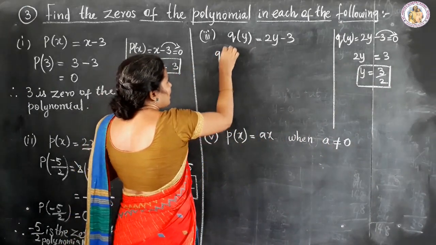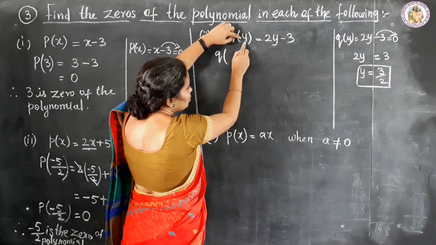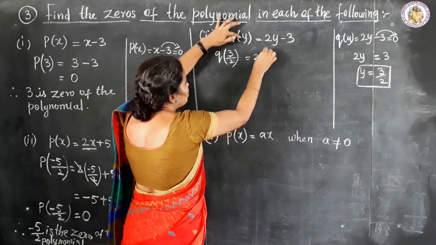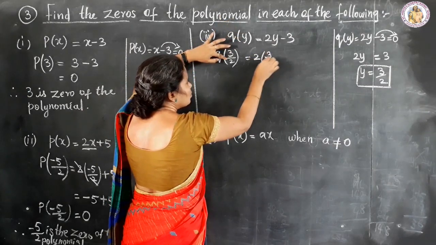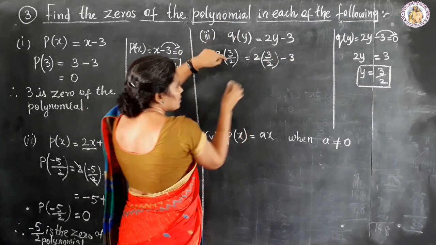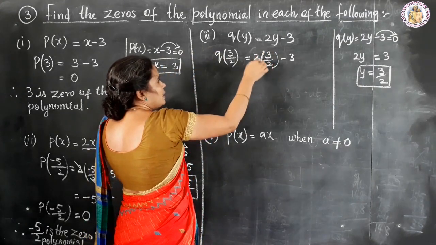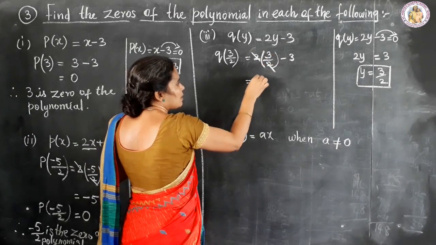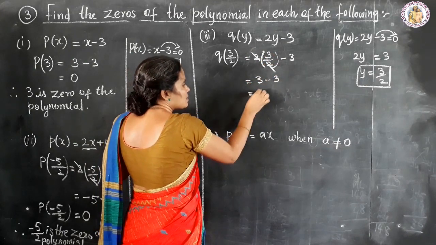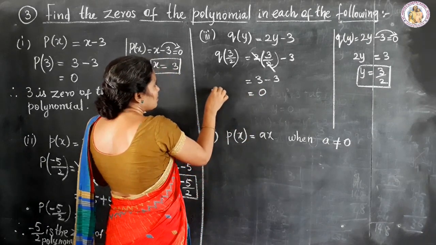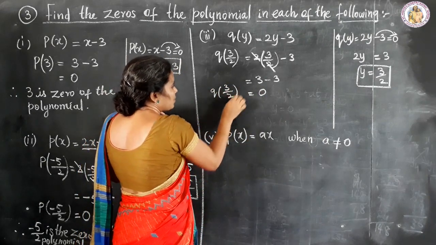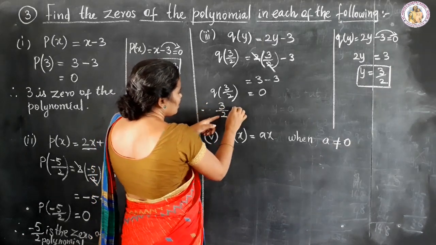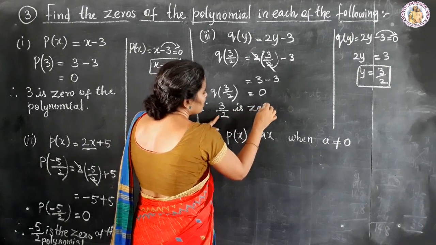Now here you substitute: Q of y, Q of 3 by 2, is equal to 2 times, in the place of y apply 3 by 2, minus 3. Now you can see 2 into 3 by 2, you can cancel 2 ones are 2 ones are. Remaining we have plus 3 minus 3, which is equal to 0. So therefore Q of 3 by 2 is equal to 0, and therefore 3 by 2 is the 0 of the polynomial.